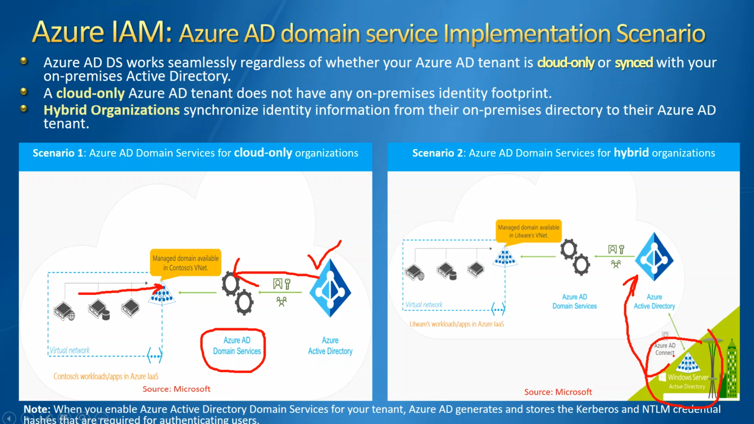Now keep in mind that Azure AD Connect should be configured to sync user and password hash both if you really want to leverage your Azure AD Domain Services. If you're not syncing your password hash, this is not going to work. In fact, it will error out. So that's one of the prerequisites.